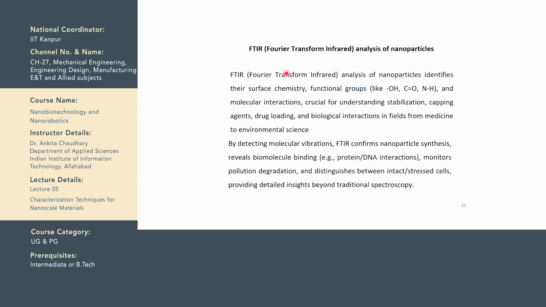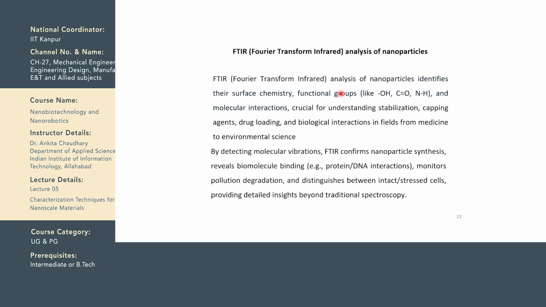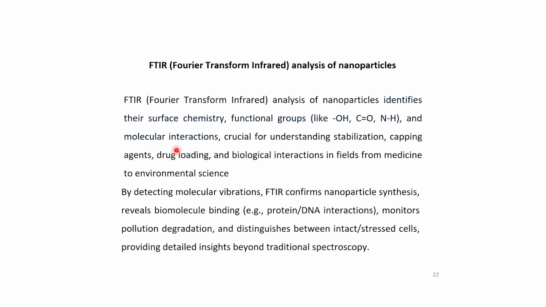So, your FTIR analyzes the surface chemistry of your nanomaterial, like whatever functional groups are present, and that will determine your synthesis methods, because the functional groups depend on the methods of synthesis also, and molecular interactions can be determined through that, like what bonding is present, CO bonding, NH bonding. So, whatever molecular bondings are there, you can figure it out from the FTIR analysis of that material.